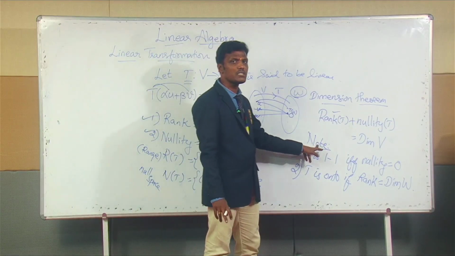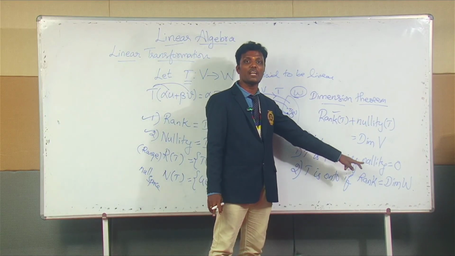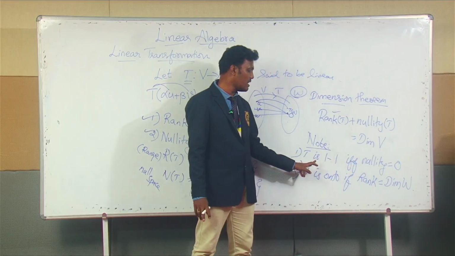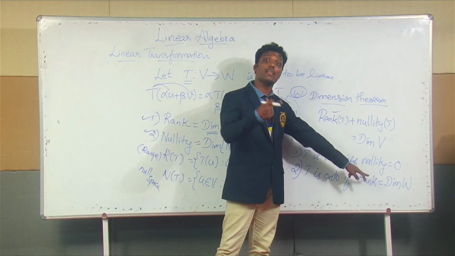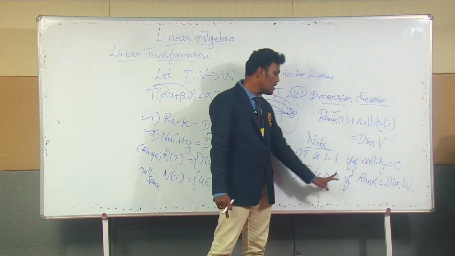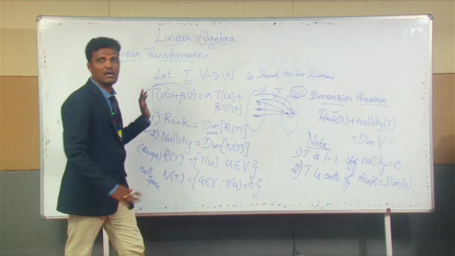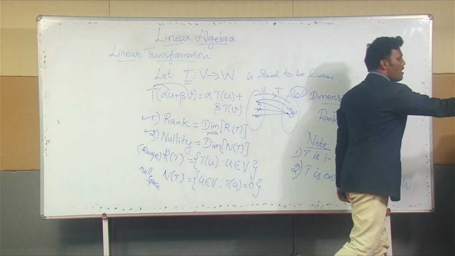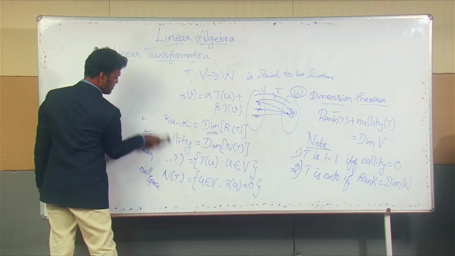After that, the note is, T is said to be 1 to 1 if and only if the nullity value is 0. If rank and dimension of the other vector space W are equal, you can say T is onto. So these are the basic ideas of linear transformation. Then we move on to a problem to understand the concept of linear transformation.